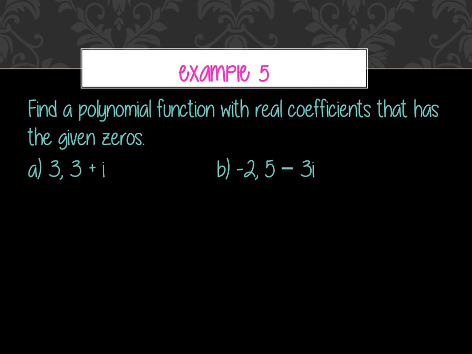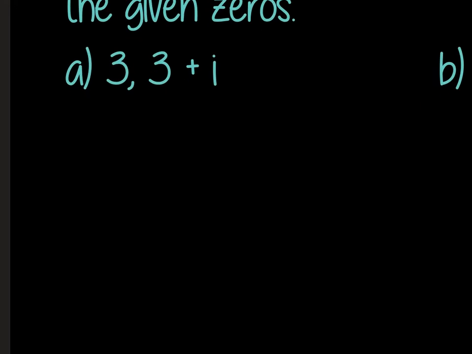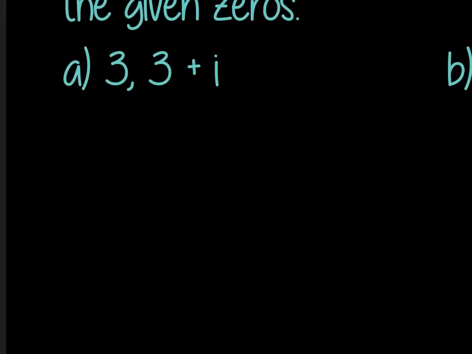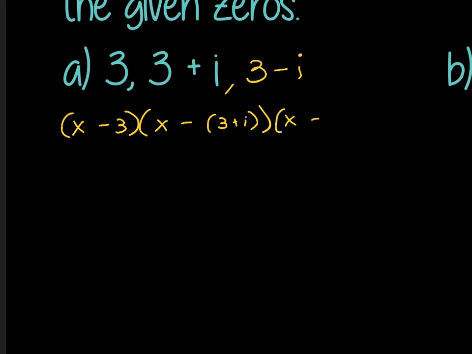So this says, find a polynomial function with real coefficients that has the given zeros. For a, we're given 3 and 3 plus i. But what do we already know before we start? 3 minus i has to be another zero. So now these go behind x minus, so it'd be x minus 3, x minus (3 plus i), and x minus (3 minus i). So the negative gets distributed.